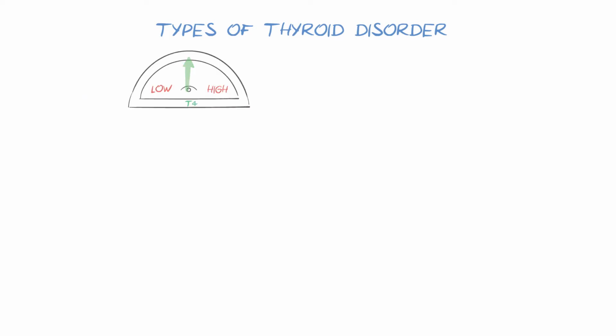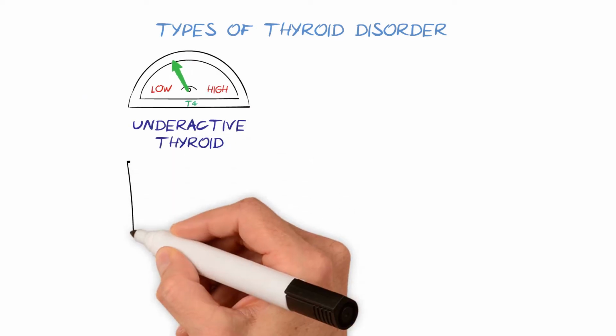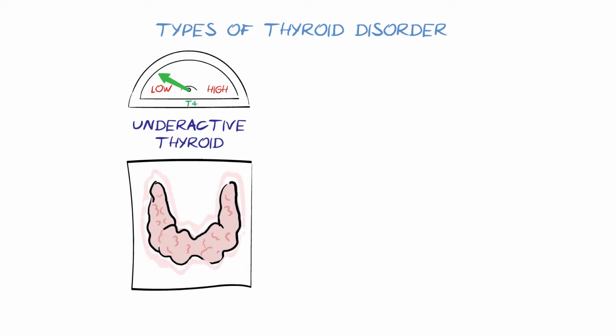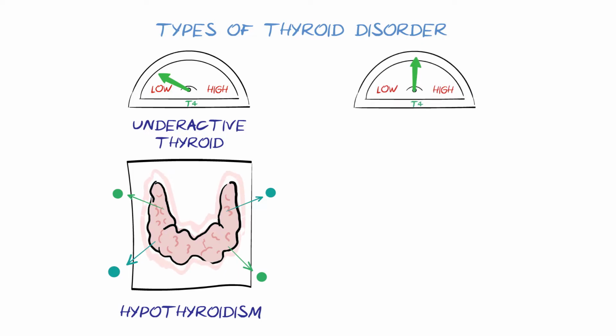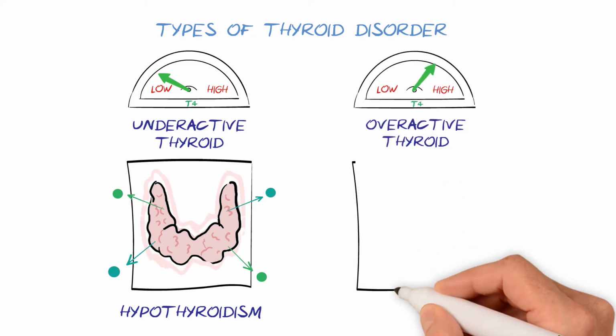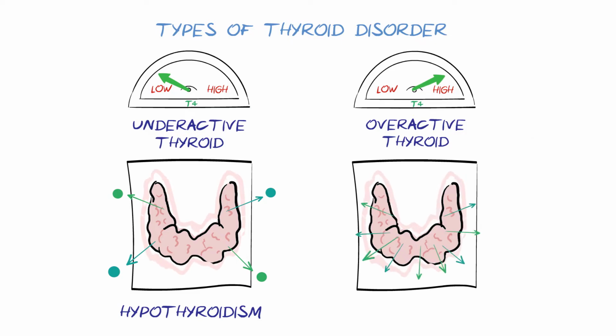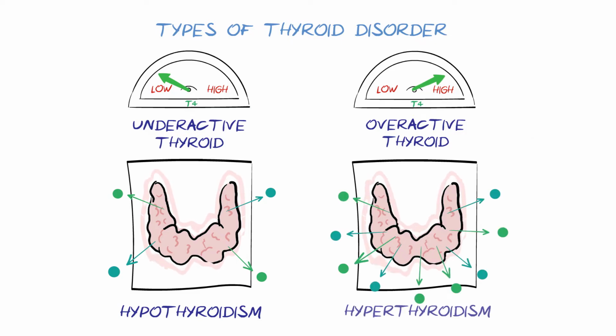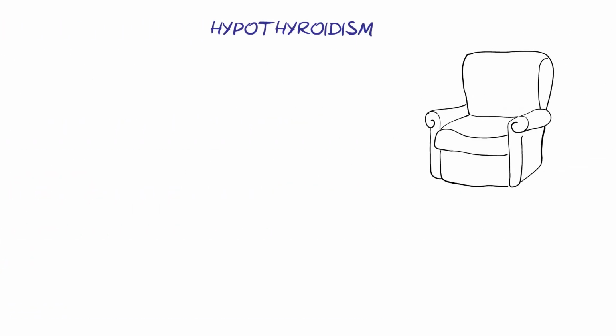However, in some people, the thyroid gland doesn't work properly. An underactive thyroid gland can lead to too little thyroid hormone being made, which is called hypothyroidism, because hypo means too little. Others can have an overactive thyroid gland, where the thyroid hormone levels are too high, which is called hyperthyroidism, because hyper means too much. These are the two main types of thyroid disorder. The symptoms of hypo and hyperthyroidism are very wide-ranging.